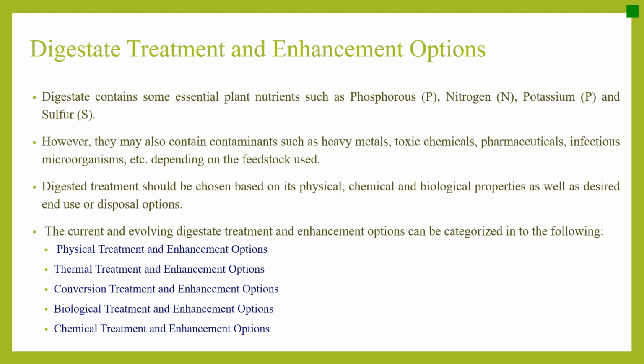The current and evolving digestate treatment and enhancement options can be categorized in the following 5 categories. That is physical, thermal, conversion, biological, and chemical treatment and enhancement options. So let's discuss them one by one.